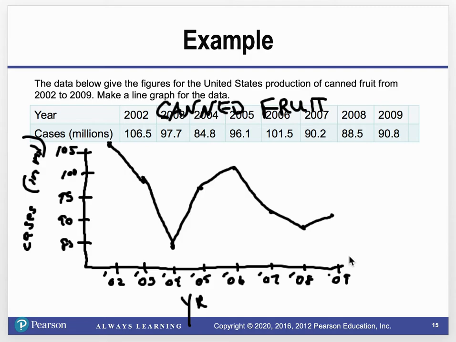All right? Then you could be asked all kinds of questions about it. Maybe, over which years was canned fruit production in the United States increasing? Well, between 04 and 06 it increased, and then again between 08 and 09 it increased. What year did the lowest number of canned fruit get produced? Okay, in 2004, right? Just various questions like that.